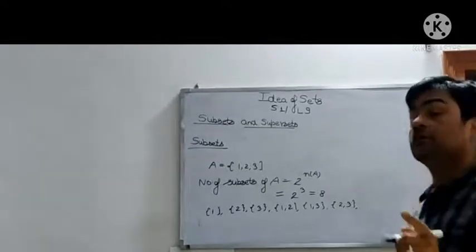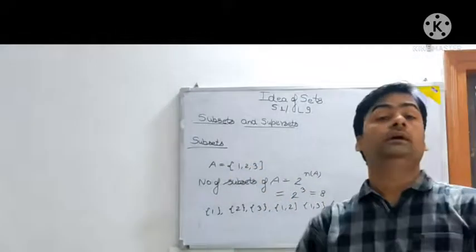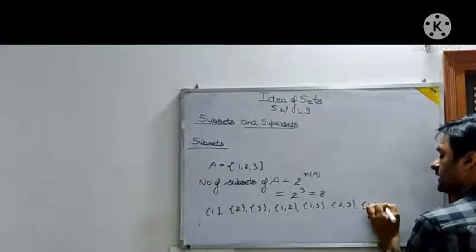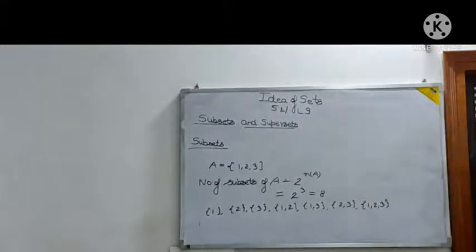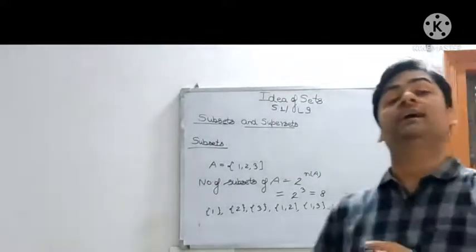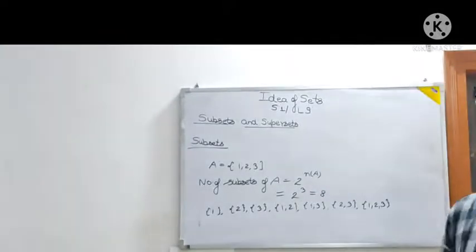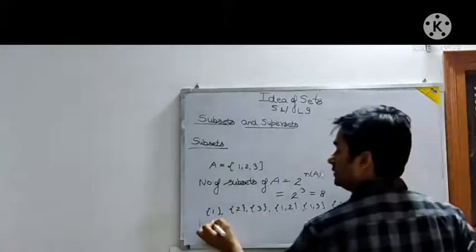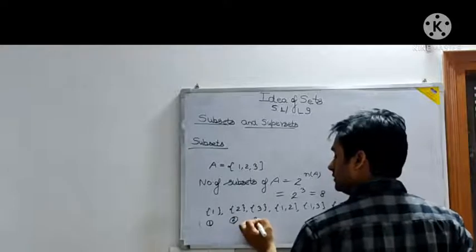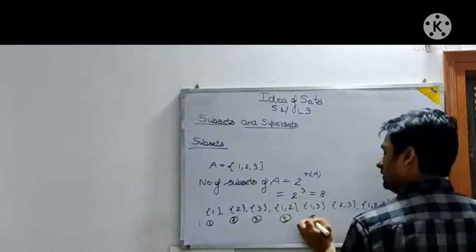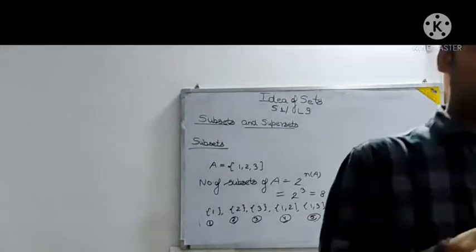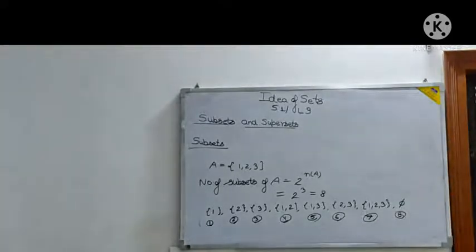2 more. If you remember the note I gave earlier, every set is a subset of itself. So can we write that 1, 2, 3 will also be a subset? Yes, it will be. Then I told you one more thing, that phi, the null set, is also a subset of every set. So it will be phi. Let's count: 1, 2, 3, 4, 5, 6, 7 and 8. I hope this makes things clear. That is the number of subsets.